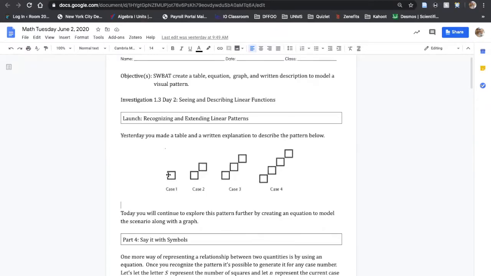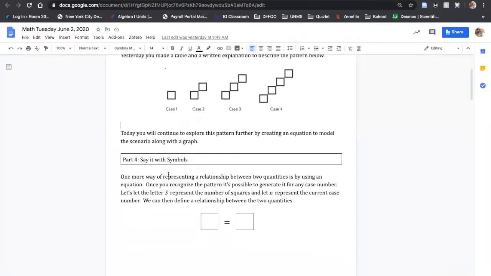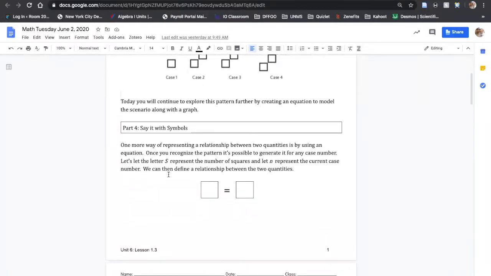Okay, so first thing that we're going to do today is we're going to try to make an equation. All right, so the reason why we make an equation is so that we can predict future values without having to draw it out. Now, this example is easy enough that you could probably figure it out without an equation, but we're going to go through the process so that you understand when you have to do this for yourself.